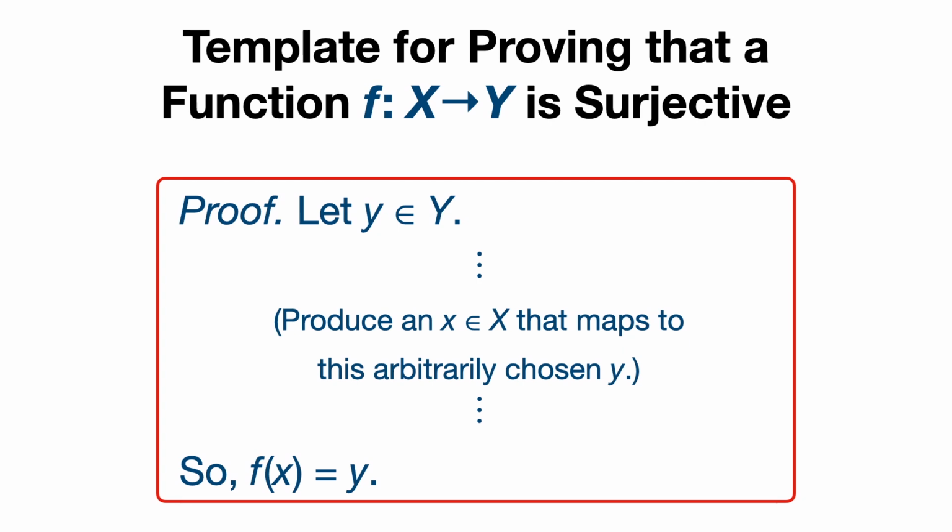In order to find this element little x, you will likely have to do some work ahead of time on scratch paper. Once you do that work ahead of time, you present the x value in your proof and show that it produces y when it's inserted into the function, and that will complete our proof.